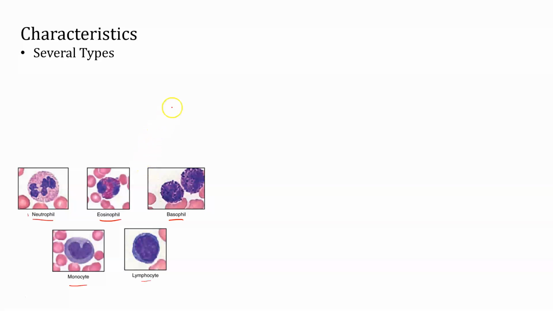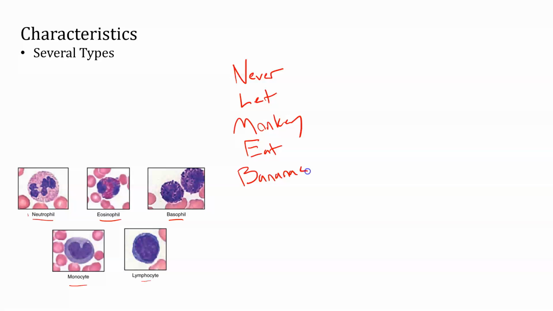The order of abundance in which they are found in the blood is best summarized with a mnemonic, and there's a lot of different mnemonics out there, but the big popular one is never let monkeys eat bananas. Now, just to be clear, I think that monkeys should eat bananas, but in this mnemonic, this is how it shakes out.